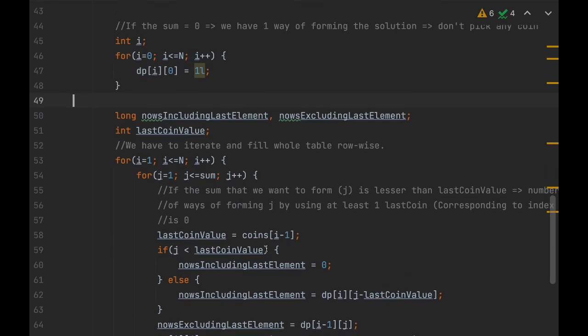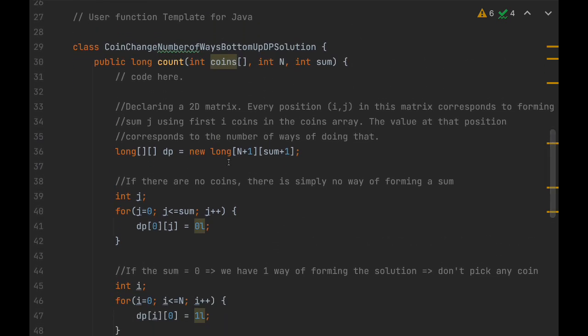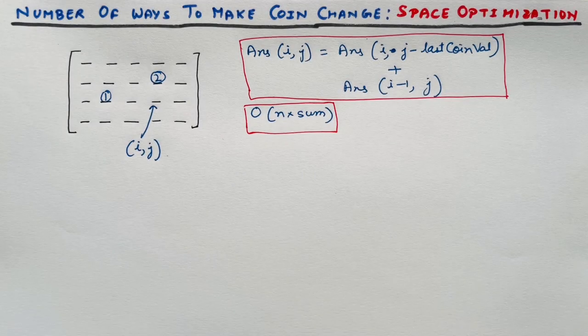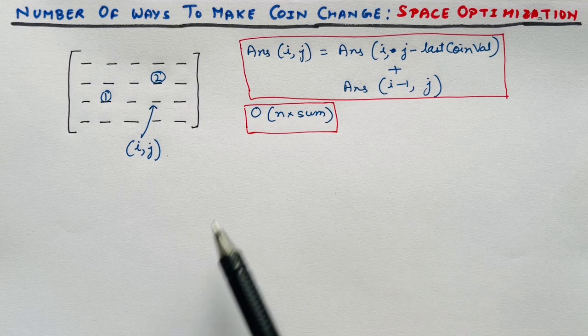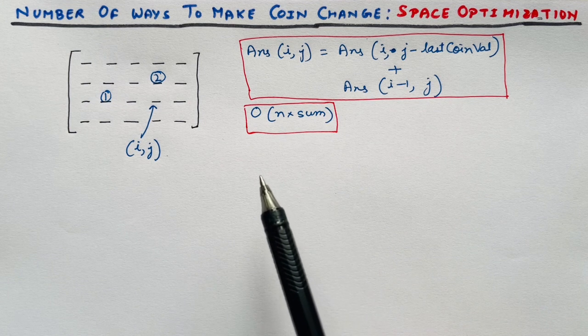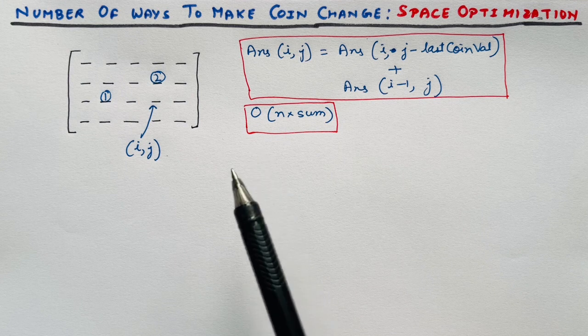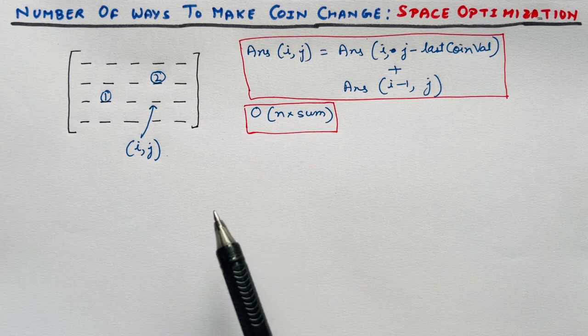So this completes the code for the bottom-up dynamic programming approach for the problem number of ways to make coin change. The time and space complexity of our previous solution was big O of n into sum. An extension to the problem can be whether it is possible to solve this problem in less space.